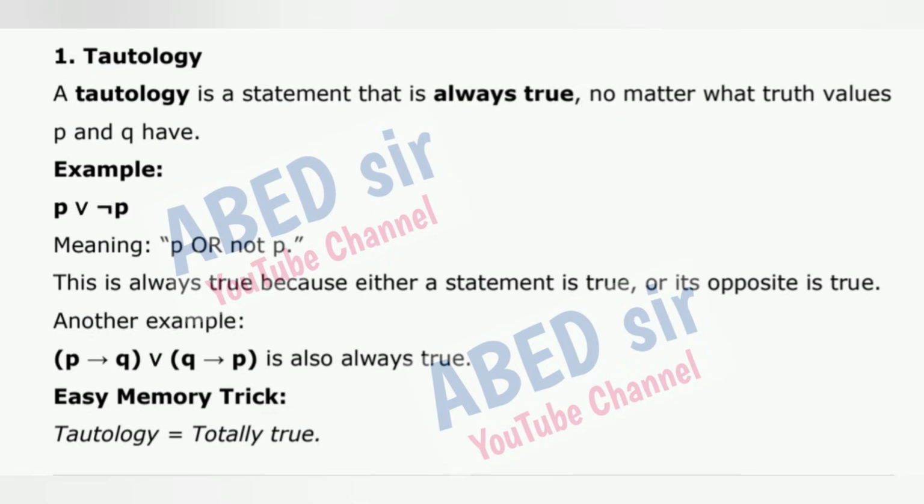Example: P∨¬P, meaning P or not P. This is always true because either a statement is true or its opposite is true. Another example: (P∧Q)→(Q∧P) is also always true. Easy memory trick: tautology is equal to totally true.